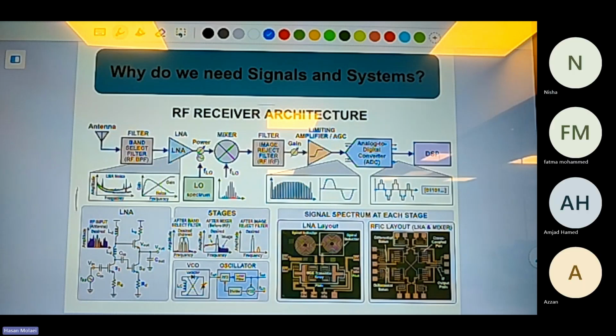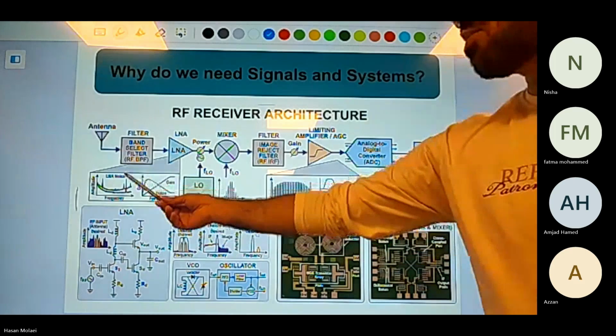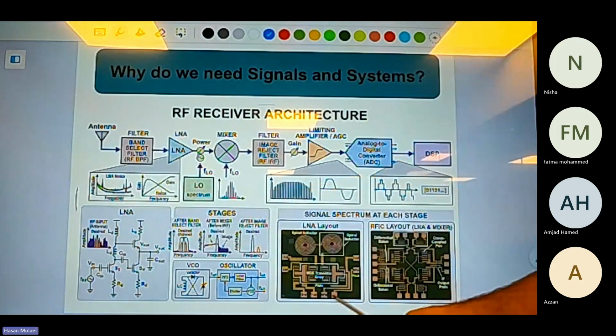Why we need signal and system? If you want to be a designer, at the end you will need some kind of blocks, some signals, and some circuits. This is the layout we are delivering to the factory. Take the chip out.